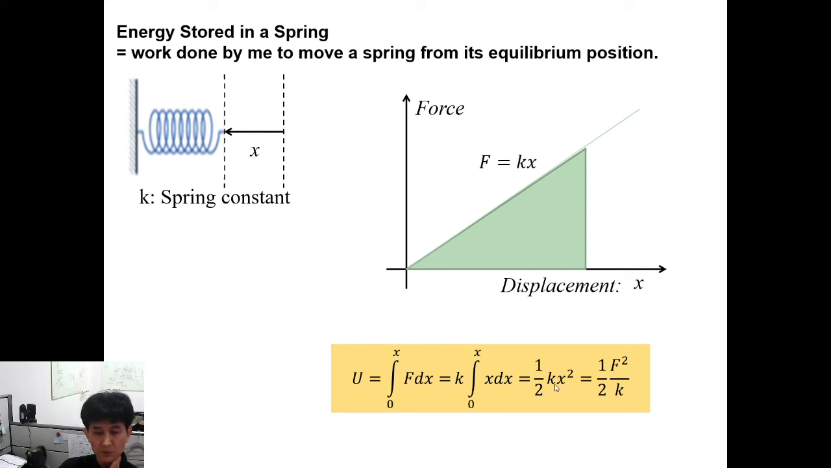That is just 1 over 2 x squared. So energy stored in the system is 1 over 2 kx squared, where k is the spring constant. If we represent this in terms of force, then it is 1 over 2 force squared over k. That's the energy stored in this system.